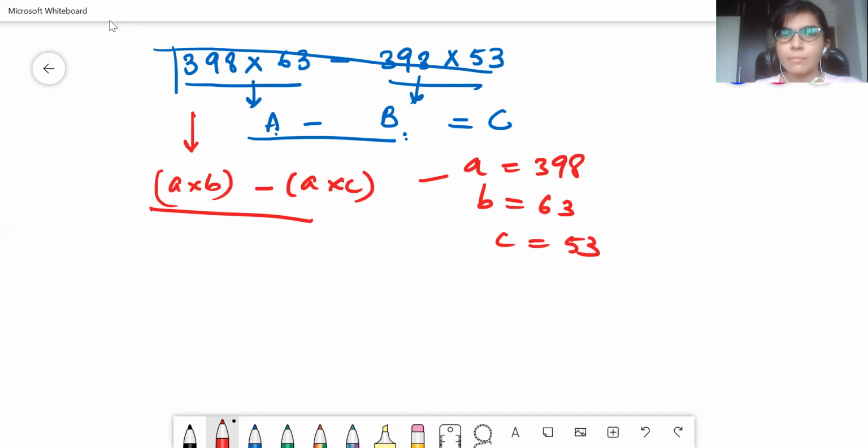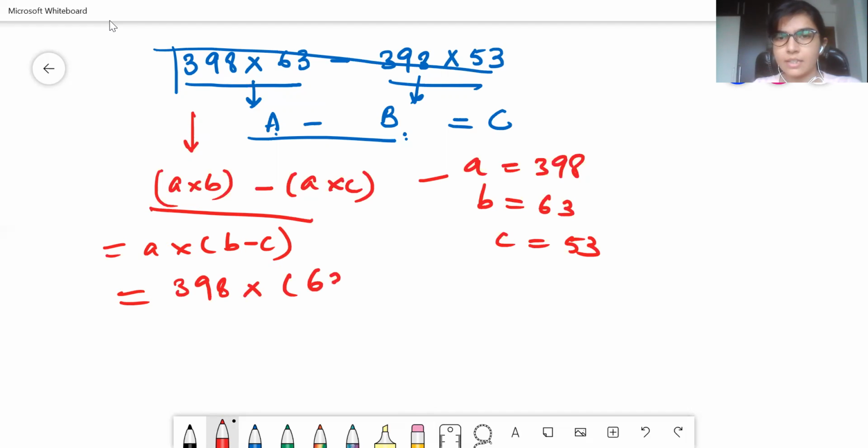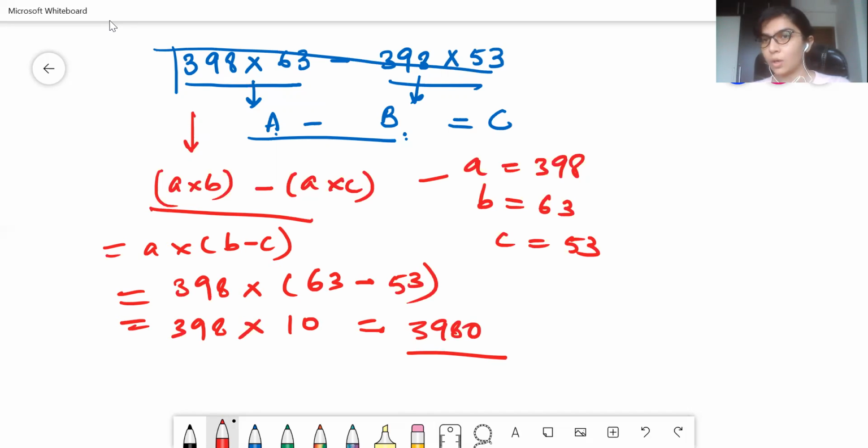I know A into B minus A into C is equal to A into B minus C. So can I put the values in this form? A is 398 into B is 63, C is 53. So it will be 398 into 63 minus 53, which is 10, so 3980 will be your answer. Can you see how quickly you were able to find the answer just because you knew the distributive property? I hope you have understood this, and if there are any doubts, we can discuss in our next class.